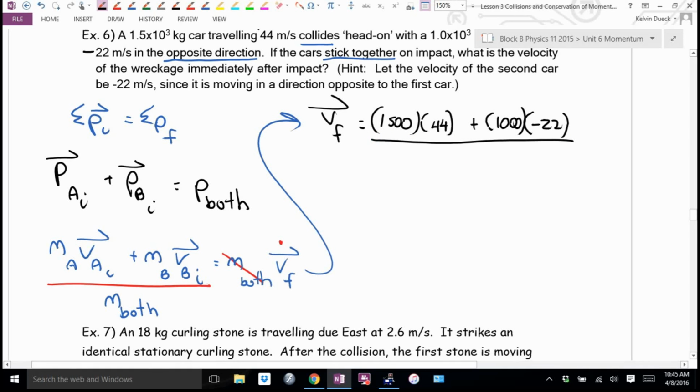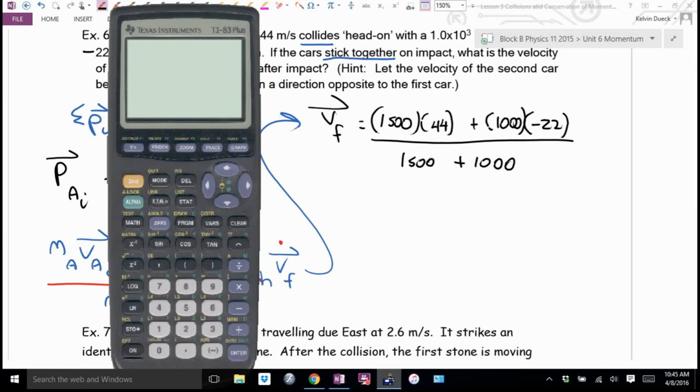Divided by the mass of both, 1,500 plus 1,000. Cam, is this a fraction? Is there more than one number on the top? Is there more than one number on the bottom? There is now. Brackets and brackets. Dude, this one in your head, Mr.? Okay, maybe. I'm not going to whip out.